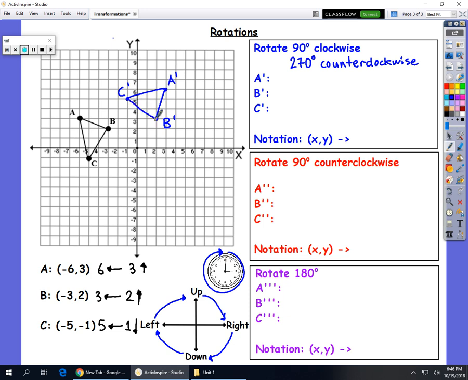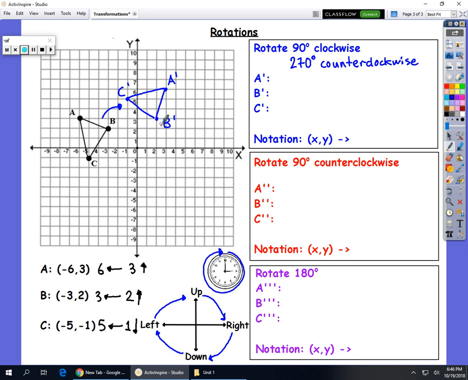So this triangle has been rotated 90 degrees clockwise. It went from here to there. That's a 90-degree clockwise rotation. And it makes sense, because take a look at the point C. See how C is 1 under this axis? Now C is 1 left of the y-axis. So we should see this movement keep happening. This is the 90-degree clockwise one.